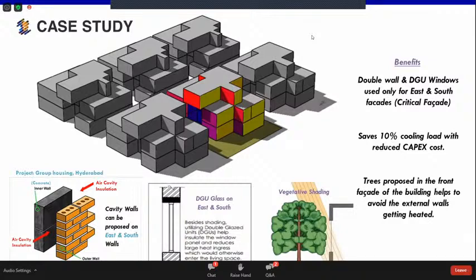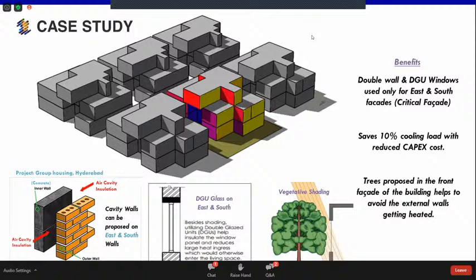The same architect approached us, and after we did the simulation, we found that the double wall and DGU windows are not actually required for the non-crucial facades. The crucial facades are south and east in this case, because the west facade was mostly shaded by the neighboring building, whereas the east and south facades are not shaded. So these two facades actually require the double wall and DGU glazing.